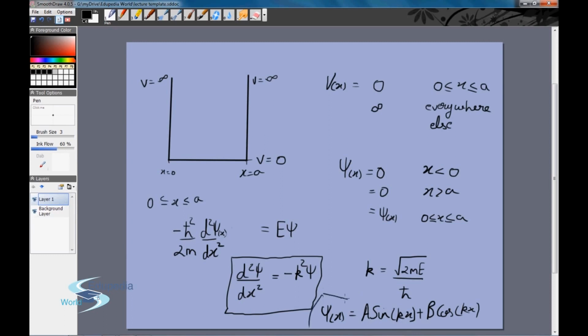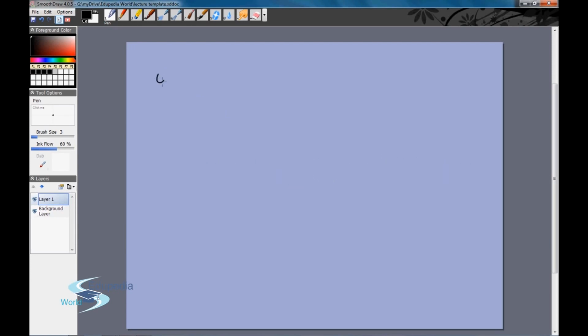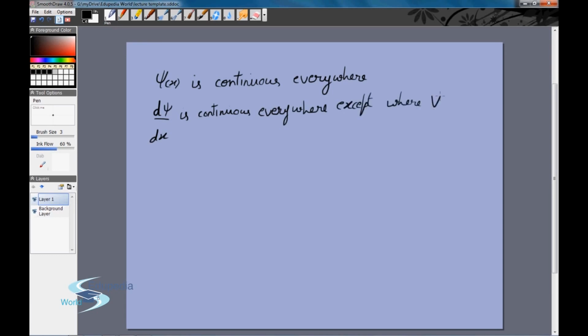Now this is a wave function in which we have two unknowns, A and B, and we need to find the values of A and B, and that is done by using what are called the boundary conditions. These are similar to initial conditions, except we know the values at the two boundaries, so it's called the boundary condition. Now what are the boundary conditions? I'll not give you a proof for this, but the boundary conditions state that psi of x is continuous everywhere and d psi by dx is continuous everywhere, except where V is equal to infinity.